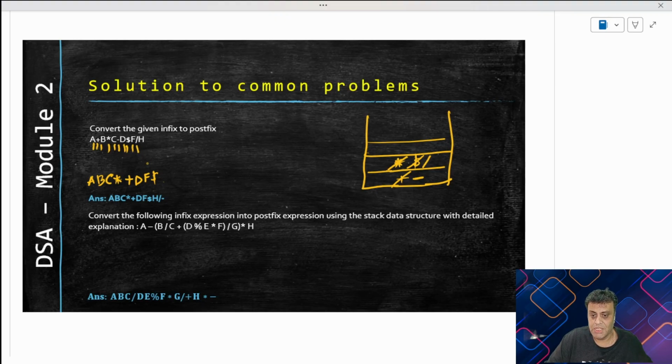Then we will do the H. H will go into my output. And then what we are left with in the stack, because my string is over, expression is over, I'll have to take all of the stack and just print it and pop it and print it. So I will print this, right? So I will pop this, and I get what is basically my answer, right? So this will be the answer to this particular problem.